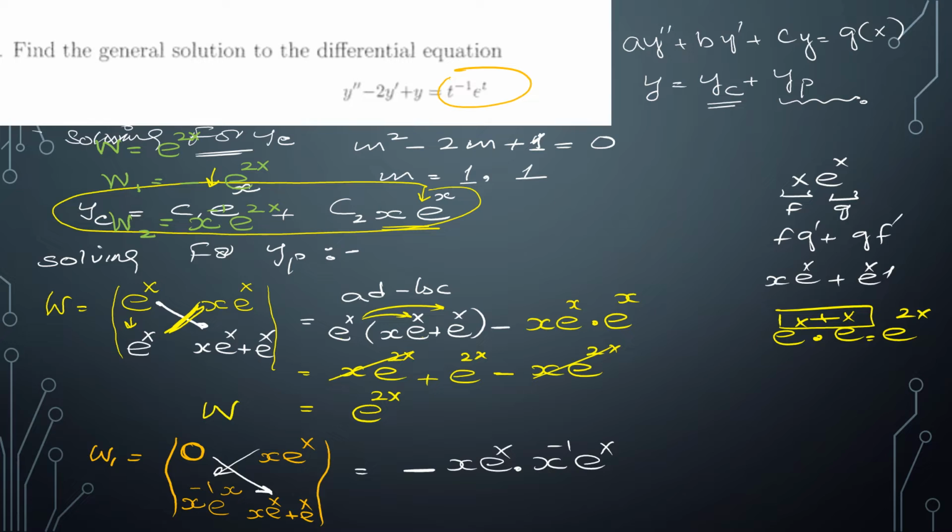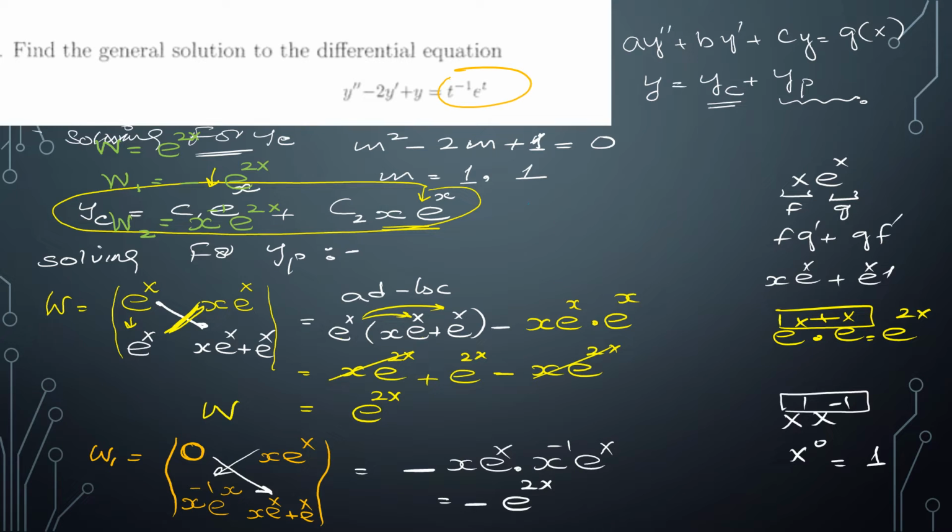Now x and x, so I'm showing you here x and x to the power negative 1 are the same. So if we add the exponents, we will get x to the power 0, which gives me 1 in the end. So I have been left with e to the power x times e to the power x, meaning e to the power of 2x, with this negative sign. So the last thing is Wronskian number 2.